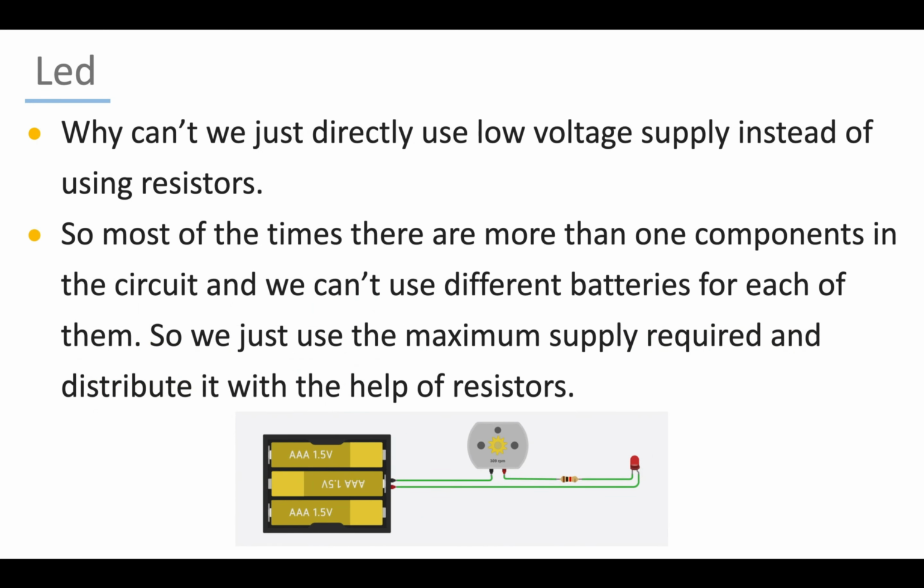Now here comes a question: why can't we just directly use a low voltage supply instead of using resistors? So most of the time there is more than one component in a circuit and we can't use different batteries for each of them. So we just use the maximum supply required and distribute it with the help of resistors. As you can see here in this demonstration, we have a DC motor and a LED, and we have distributed the required supply to the LED using the resistor.